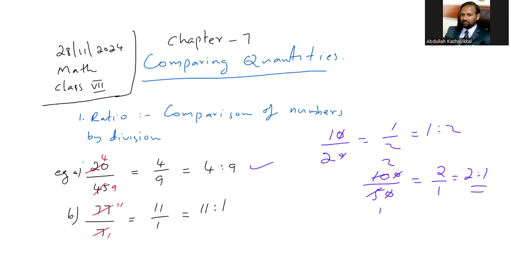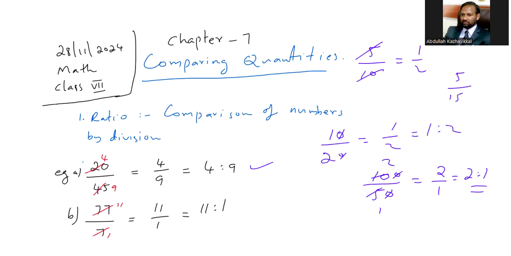Fraction means part by whole. 5 by 10 is a fraction. This is half, 5 parts out of 10 parts. But ratio means part by part. We divide a chocolate into 10 parts and eat 5 parts, that is half. But ratio means part by part: 5 parts of a chocolate and 15 parts of another one, that we can compare. That means parts by parts.